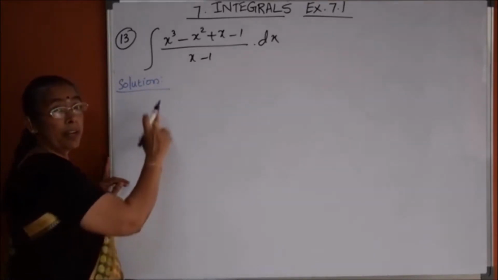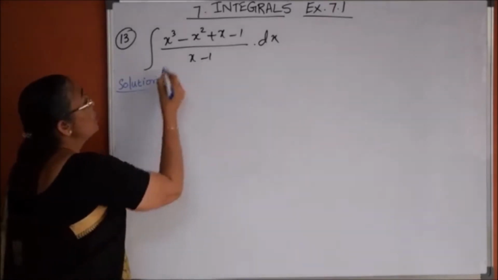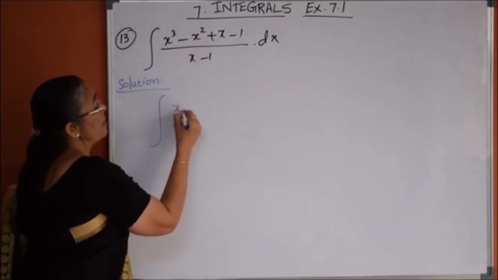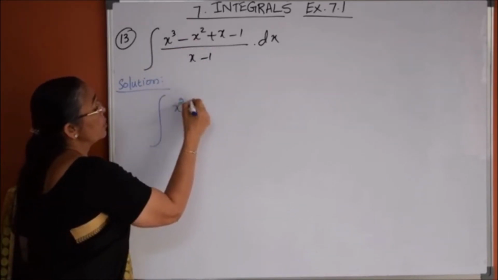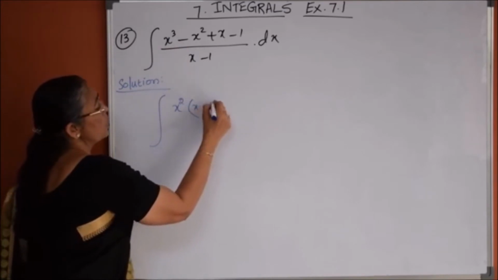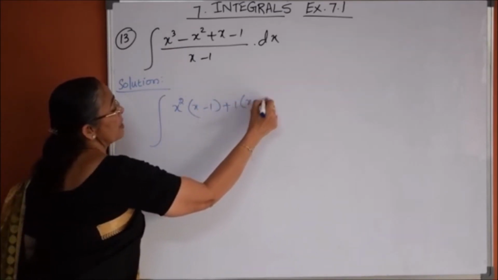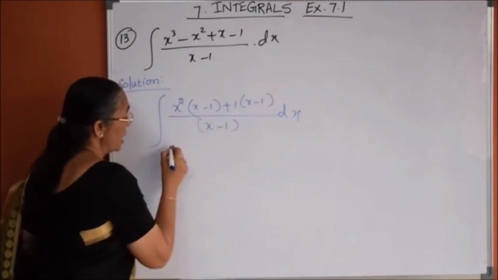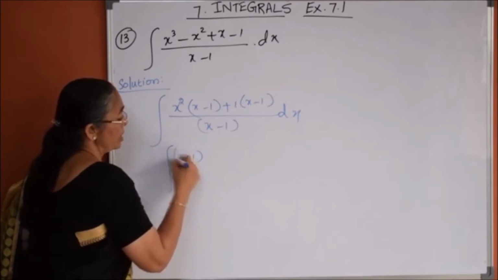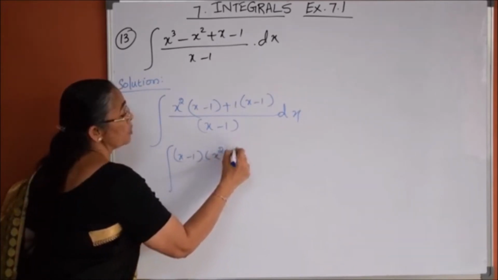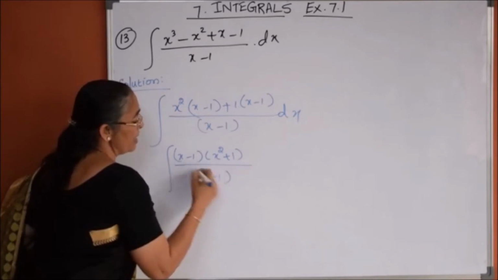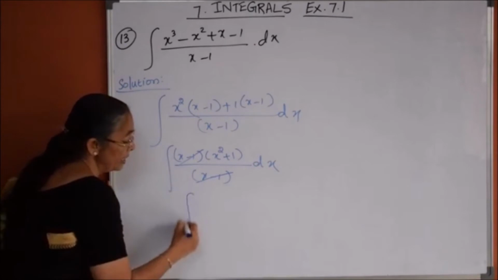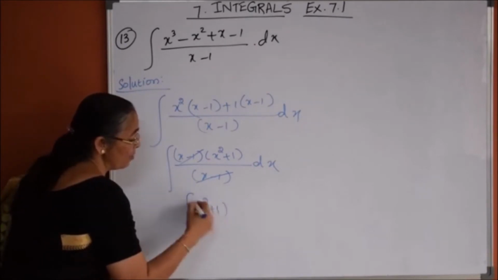First, let us simplify this rational function. So, numerator can be factorized as from x cube minus x square we can take x square common outside. So, we get it as x square times x minus 1 plus 1 times x minus 1, divided by x minus 1 dx. Now again x minus 1 is common. So x minus 1 times x square plus 1 divided by x minus 1 dx. So x minus 1 cancels. So integration of x square plus 1 dx.